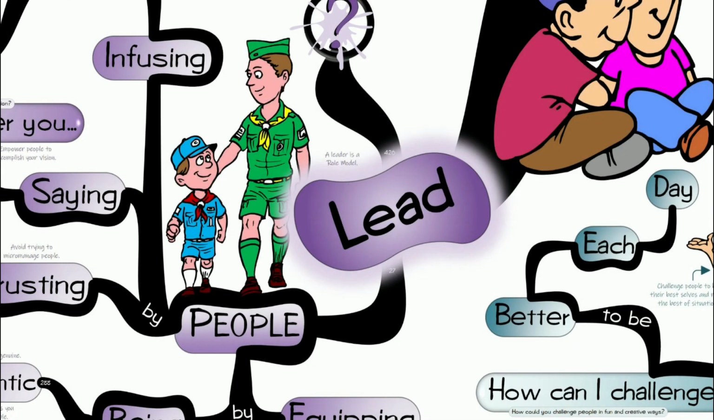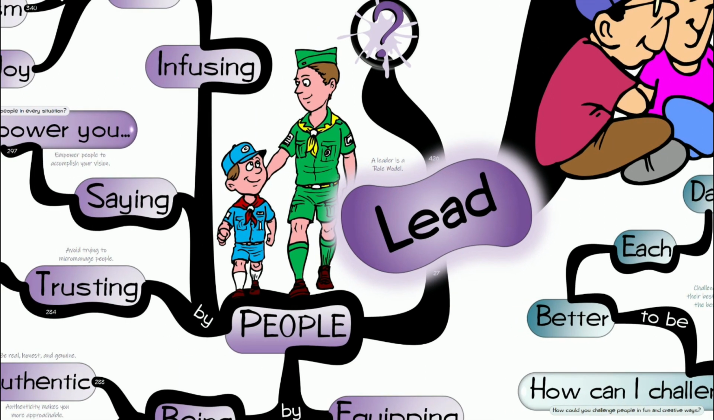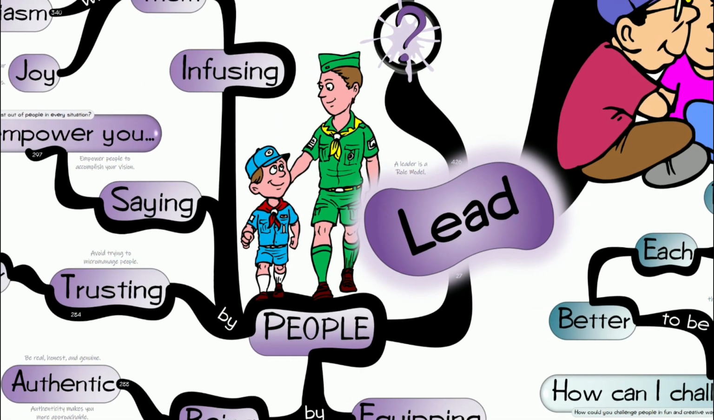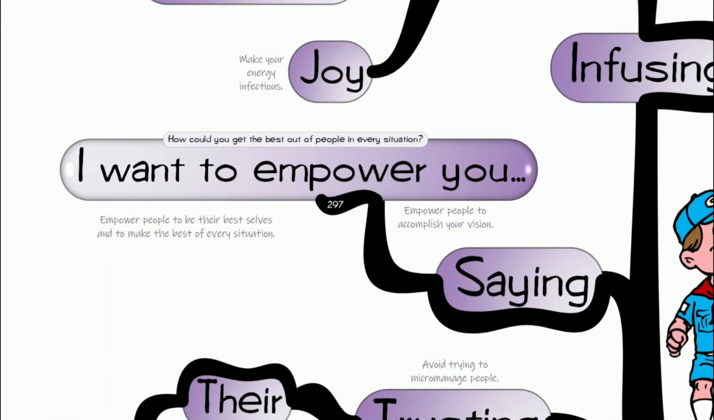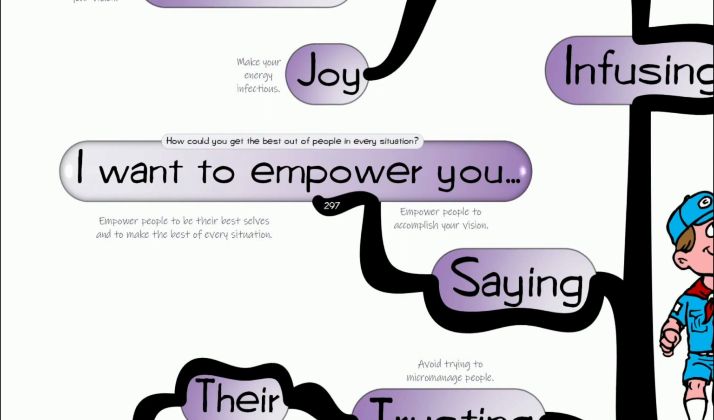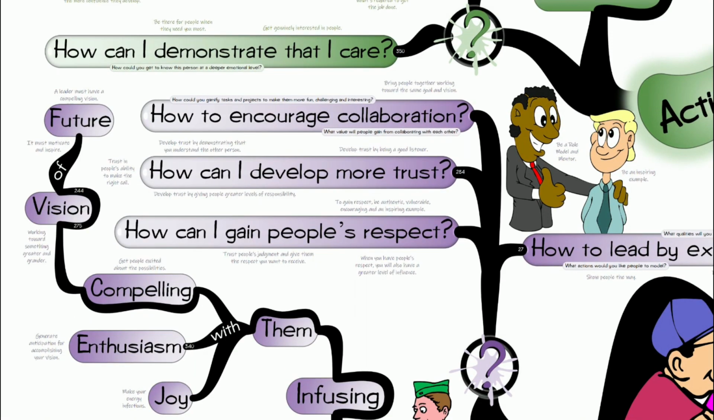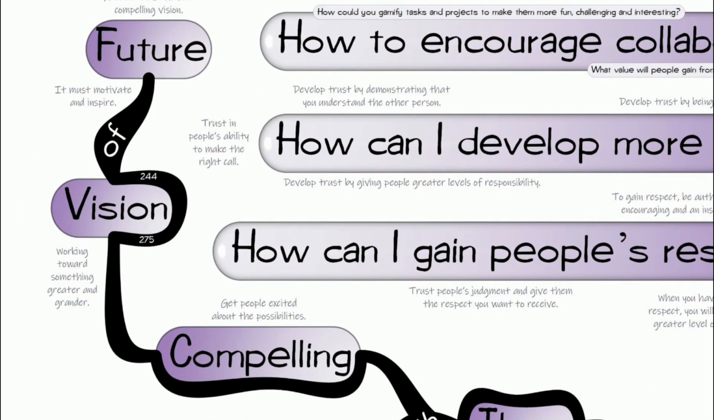The third aspect of influence comes down to leadership. And this is all about being an inspiring role model, someone who others will follow. When it comes to leadership and influence, the key, however, is that it's all about empowerment. It's all about empowering people to be their best selves and to make the best of a situation. But the underlying principle behind leadership, the core area that you need to address, is your vision. You need to have a compelling vision of a future.